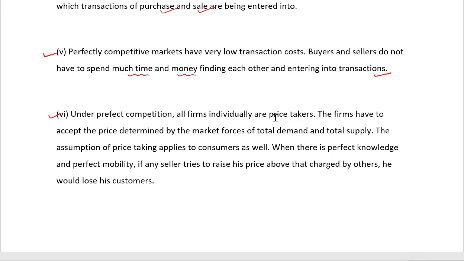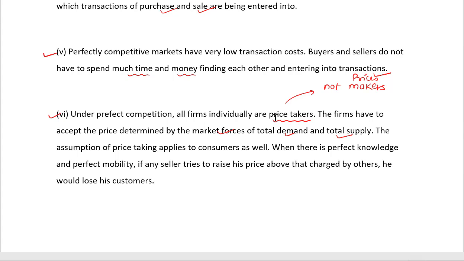Under perfect competition, all firms individually are price takers and not price makers. The firms have to accept the price which is determined by the market forces or price mechanism. What are the market forces and price mechanism? The price is determined in the market because of the demand and supply present in the market. So firms accept the price determined by market forces, the total demand and total supply.